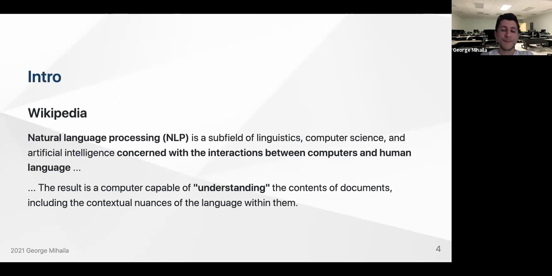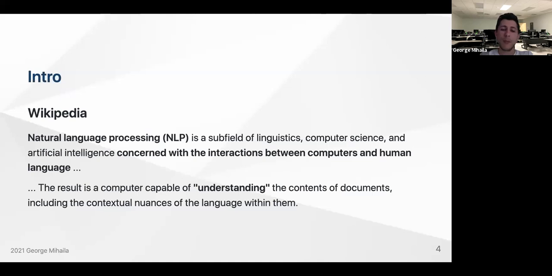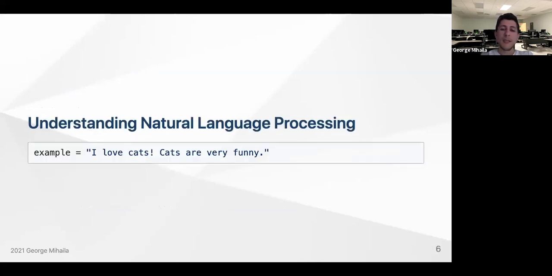Okay, if you Google NLP on Wikipedia, you see this definition. NLP is a field that overlaps a lot of subfields. It's a field of linguistics, computer science, and artificial intelligence, concerned with interaction between computers and humans. As you already know, with NLP, we're trying to have the computer be capable of understanding human text and contents and so on. So, understanding natural language processing.